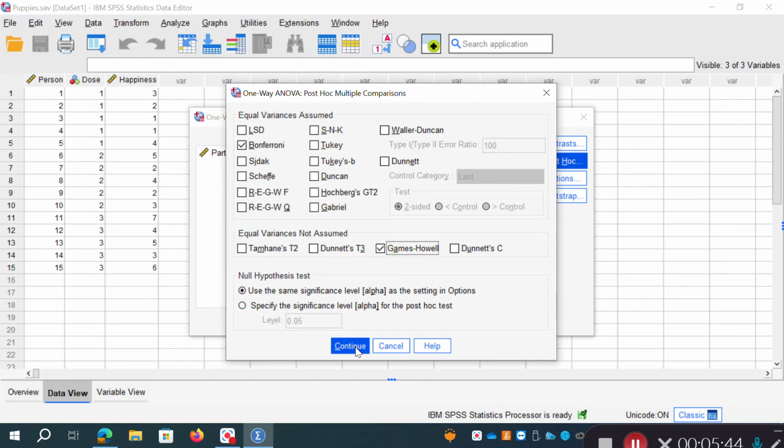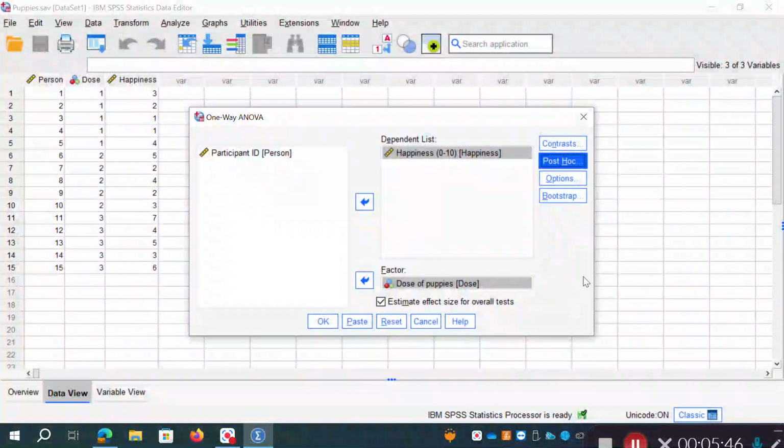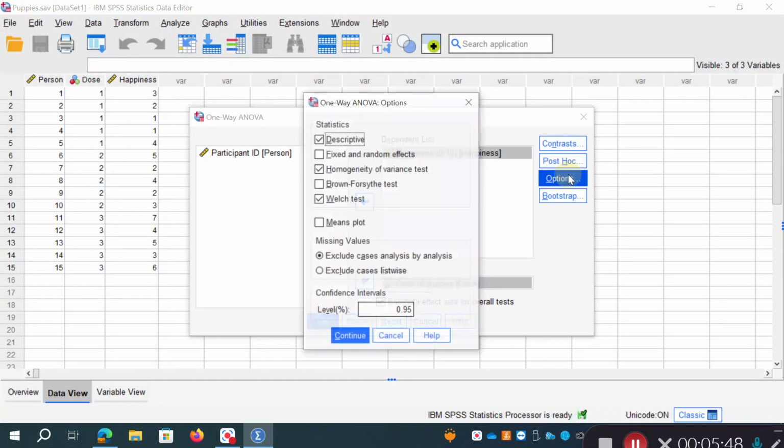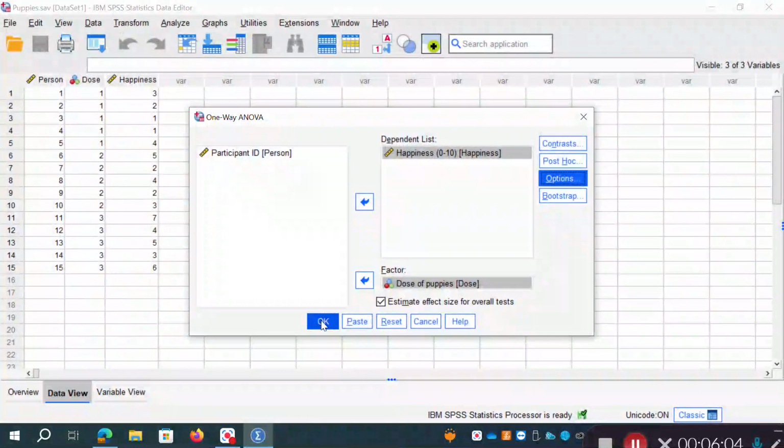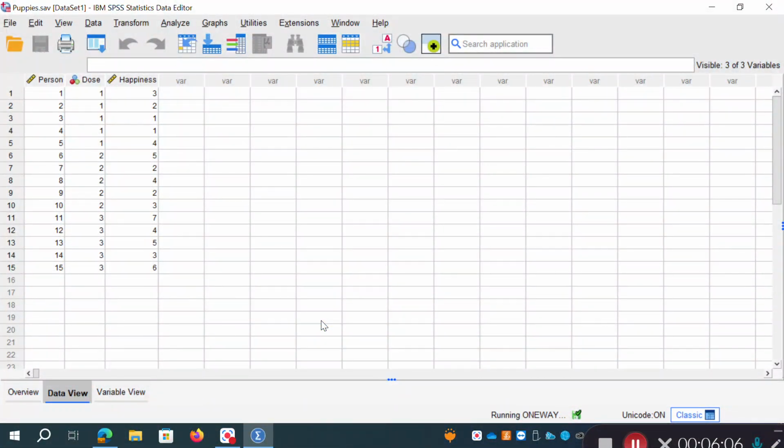Okay, and click continue. I think there's one other thing. One thing I missed here, if I go back into options, is I'm going to select means plots as well, because that gives us a useful visualization of the group means and the differences between them, which can be helpful for interpretation. So if I click continue, click OK, it's going to run the analysis for us.